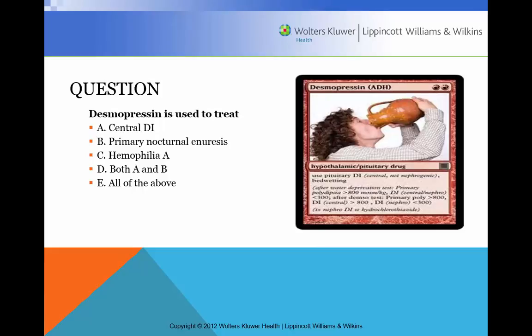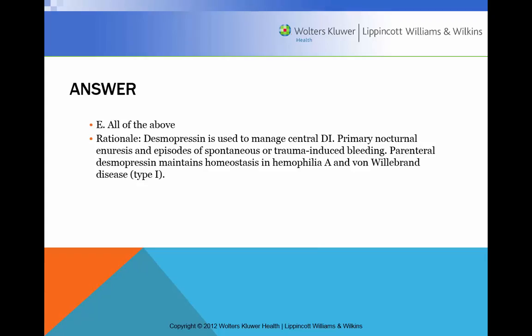Desmopressin is used to treat, and that would be all of the above. It's used to manage central diabetes insipidus, primary nocturnal enuresis, and episodes of spontaneous or trauma-induced bleeding. Parenteral desmopressin maintains homeostasis in hemophilia A and von Willebrand disease type 1.